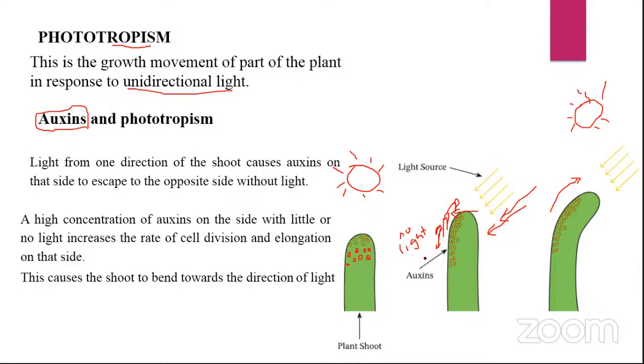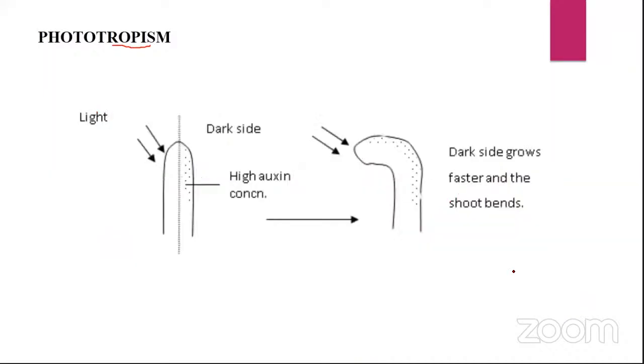Now that is going to make this dividing more often, and then it's going to elongate. So you're going to find that this part is going to begin dividing and dividing. Now you find that this is going to bend towards the light. And that's how normally these plants behave.